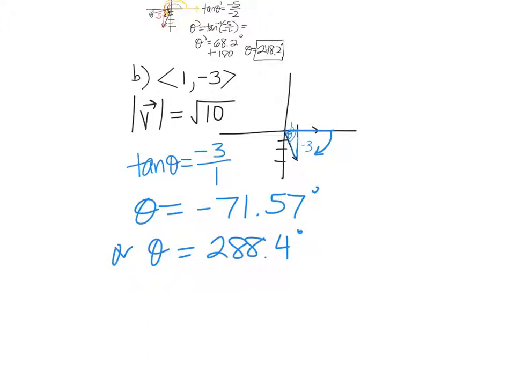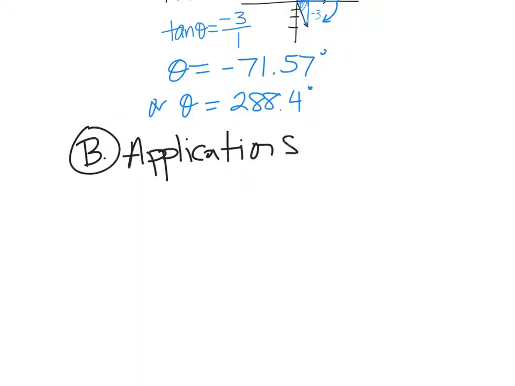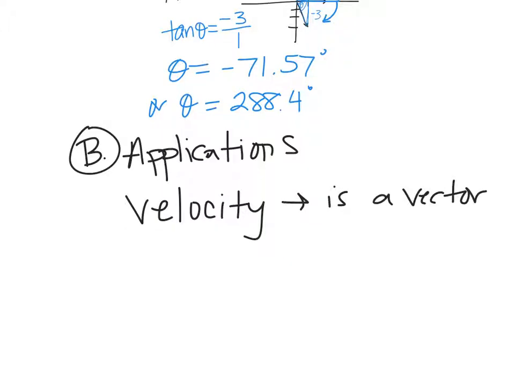Are you ready? Part B, we're going to do some applications of vectors. These get a little tricky. Applications. All right, we're going to talk about two things: vector velocity and vector speed. So velocity is a vector, because it has both magnitude and direction.